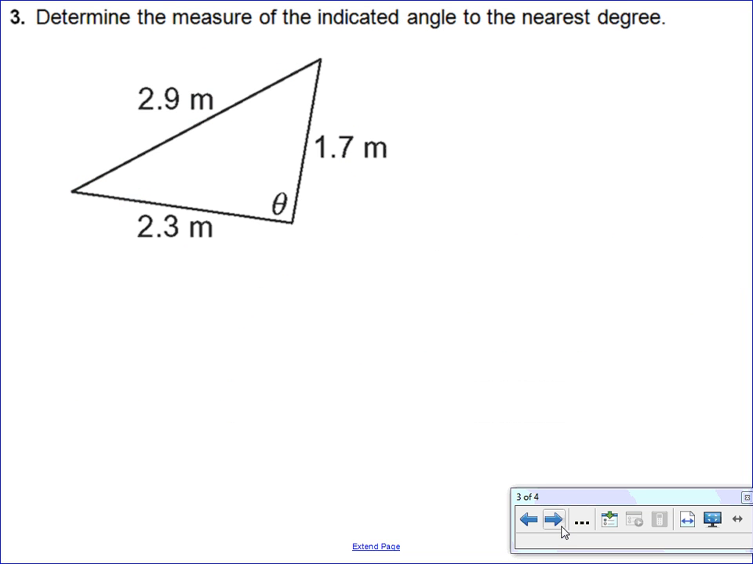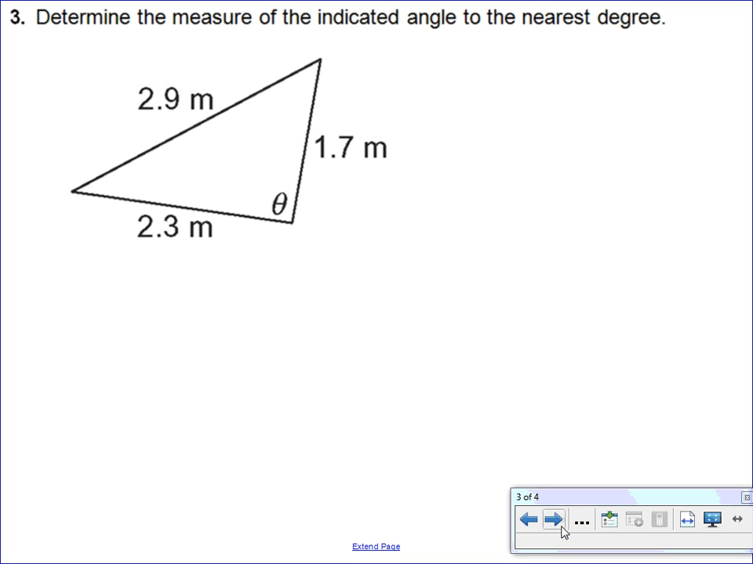Okay, next. All of a sudden, right away, I know it's cosine law. The reason I know is because I have 3 sides. Cosine law is the only one that deals with 3 sides. Okay? Now, with 3 sides, I know it's set up to solve for angle C. Does everyone agree with that?